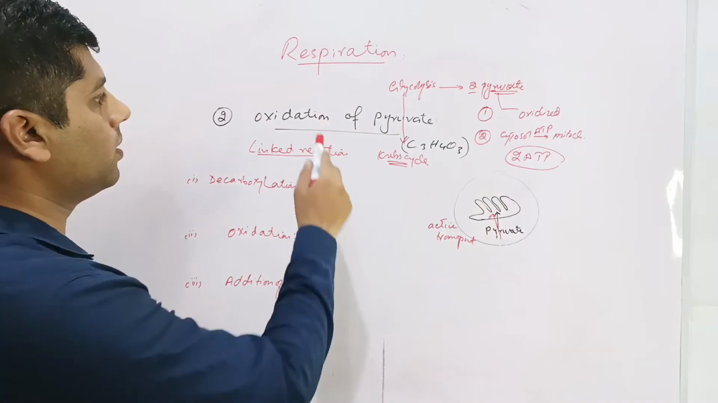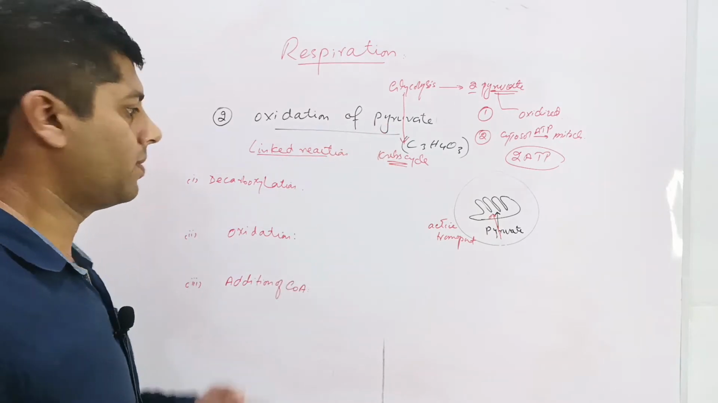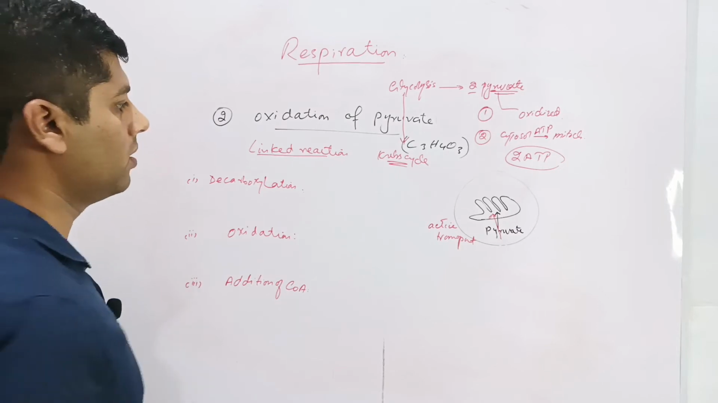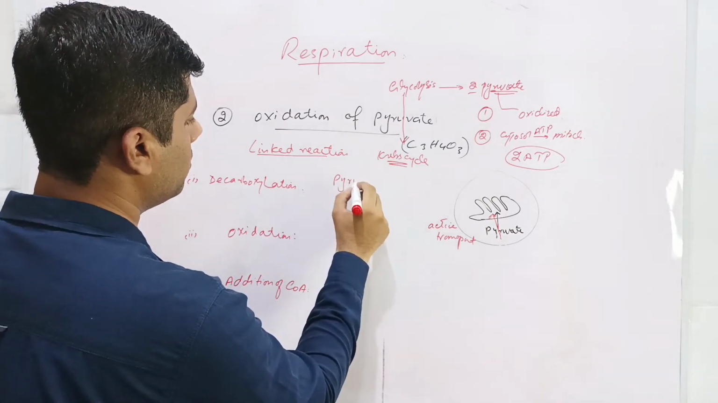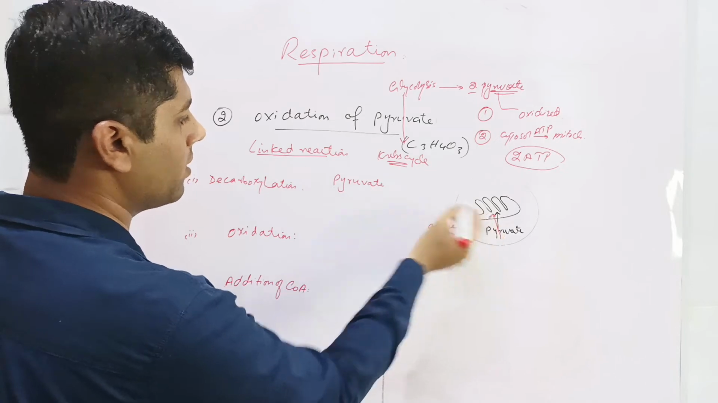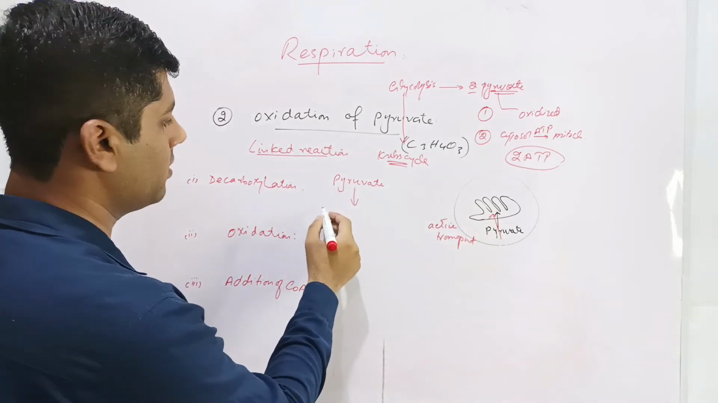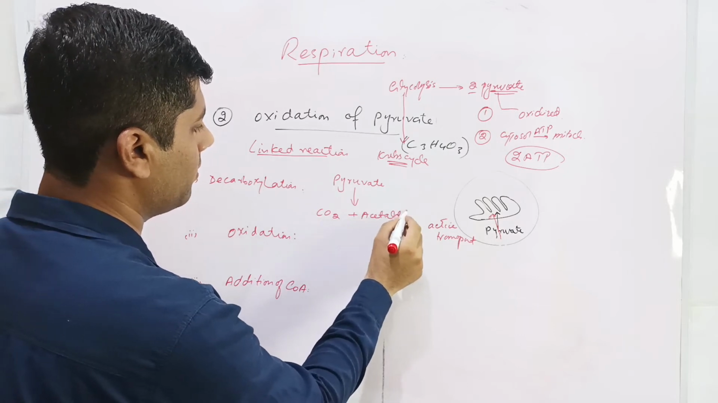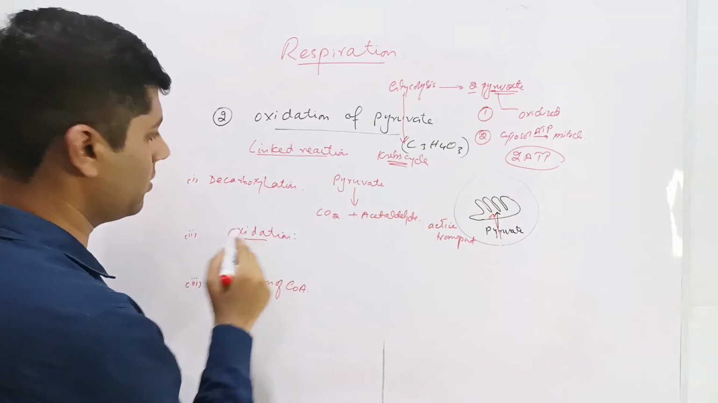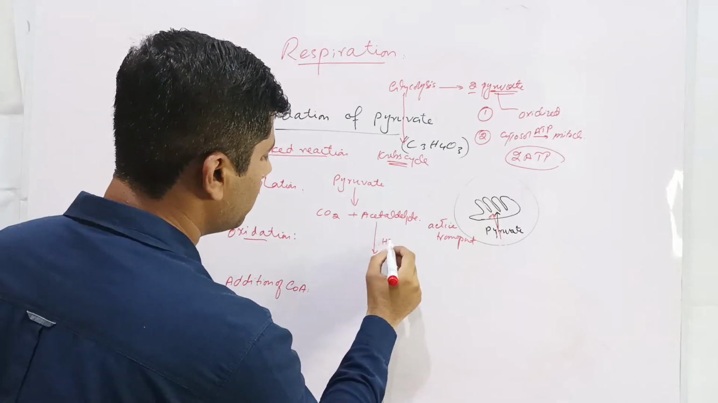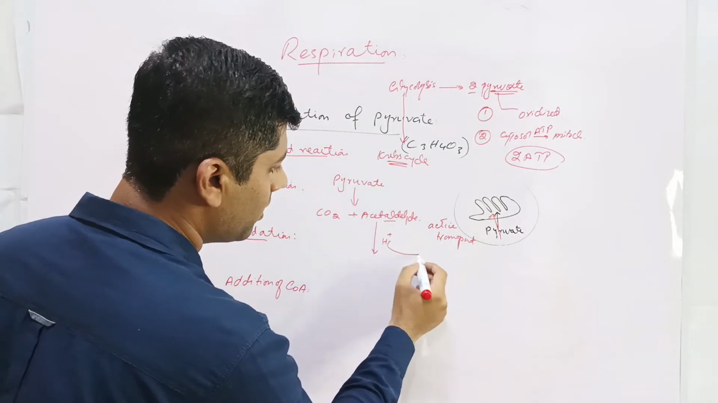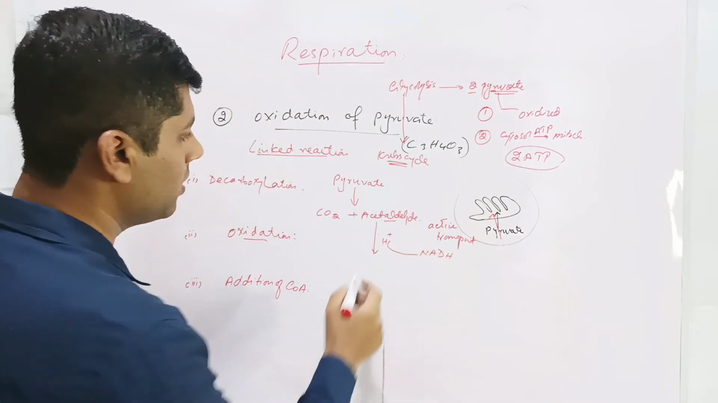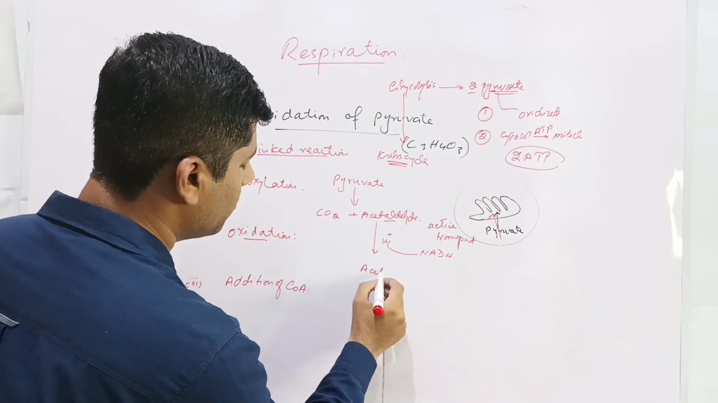The oxidation of pyruvate is completed in three substeps: the decarboxylation, oxidation, and addition of coenzyme A. Firstly, the pyruvate molecule, after entering the mitochondria, is subjected to decarboxylation by the loss of carbon dioxide molecule and synthesis of acetaldehyde. The second is oxidation. The hydrogen ion is removed from this acetaldehyde. This hydrogen is used in reduction of NAD molecule into NADH. The acetaldehyde molecule is converted into acetyl group.